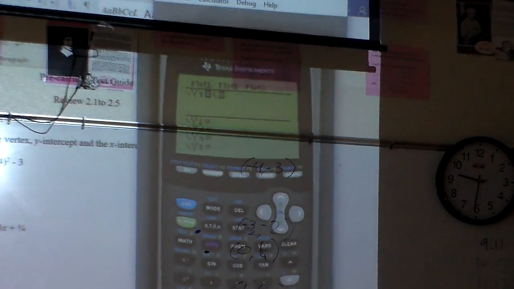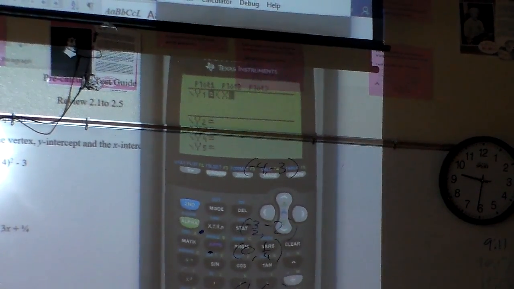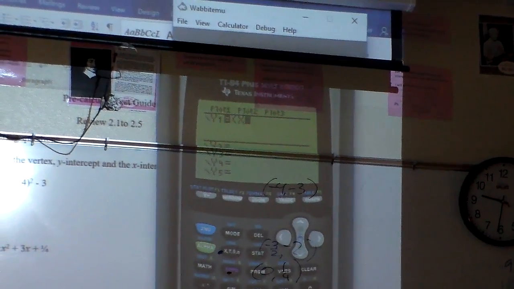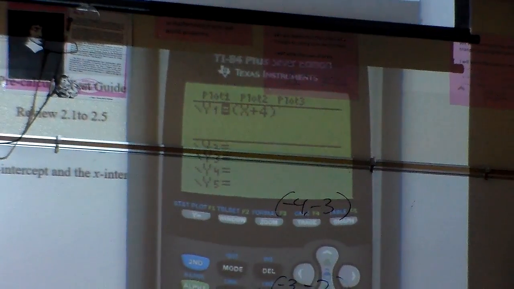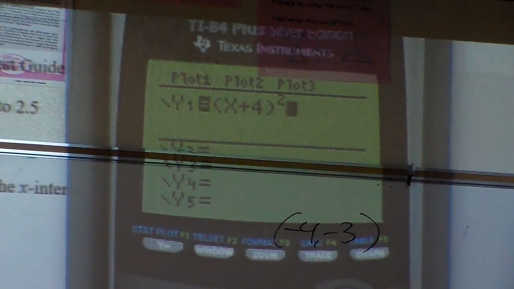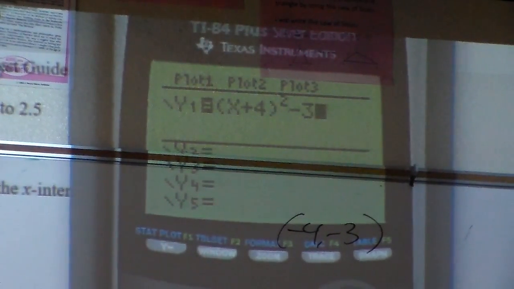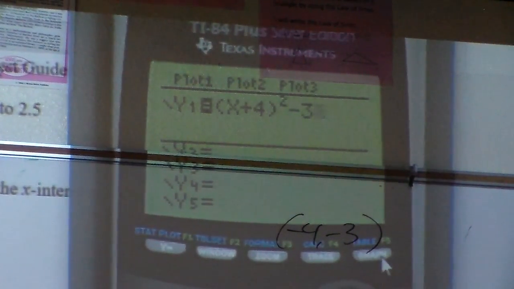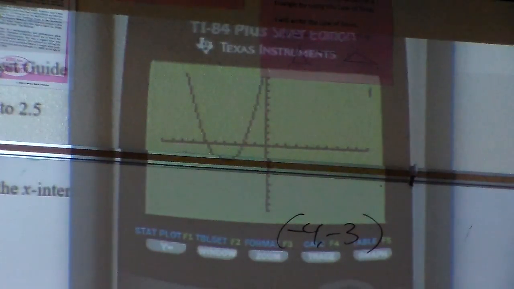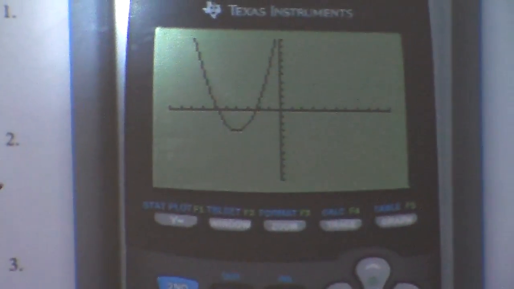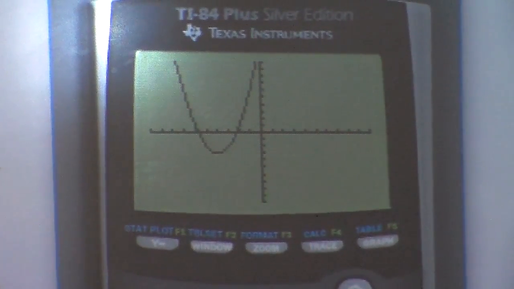Okay, keep filming. As she types that in, you can type x plus 4, squared, minus 3. And then hit graph. And you might want to slide it maybe, because you can see it looks like that right there. Now, go ahead and go to second table.